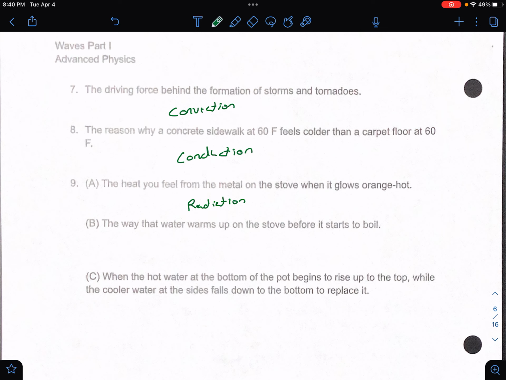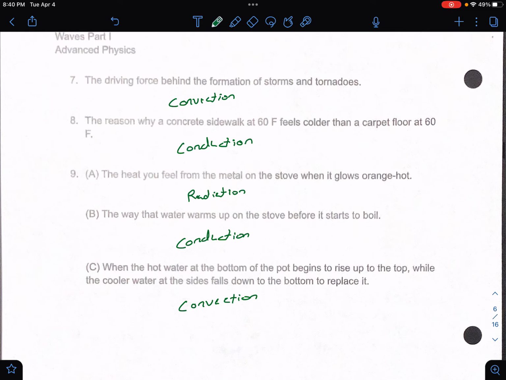B, the way that the water warms up on the stove before it starts to boil. The pot is actually touching the stove, so this is going to be conduction. It's direct heat transfer from touch. Now, when the hot water at the bottom of the pot begins to rise up to the top, while the cooler water at the side falls down, this is going to be that convection. It is that transfer of heat through a liquid. Okay, so that'll end that video, and we'll start on page 8 on the next one.